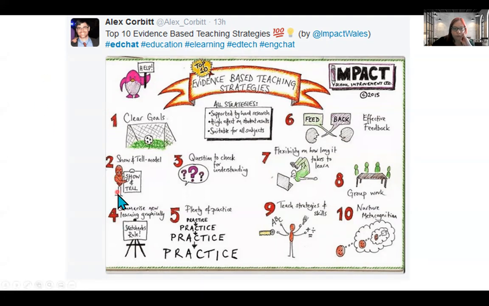Then the next one is the show and tell model. So this is just essentially showing and telling students, or the direct instruction model, or students instructing each other where they're teaching each other how to do something. Questions to check for understanding. So the teacher using questions as formative assessment. Summarizing new learning graphically, creating anchor charts to summarize what they learned. Practice, practice, practice. So allowing students to do the work, allowing students to practice. Remember, you already know how to do these things. We're trying to teach our students to do it. And so allowing them to be the one to engage in the practice.